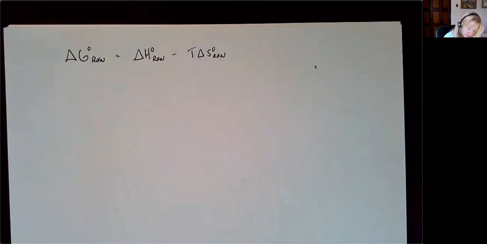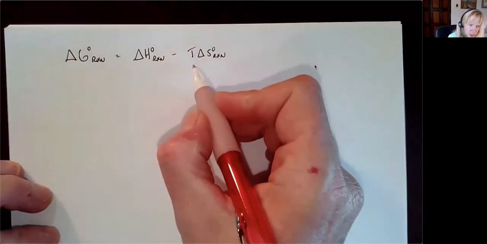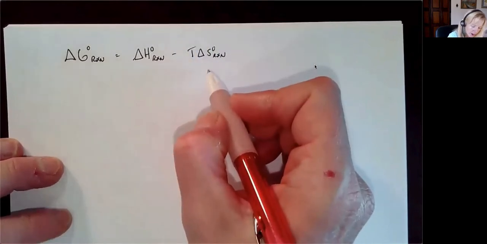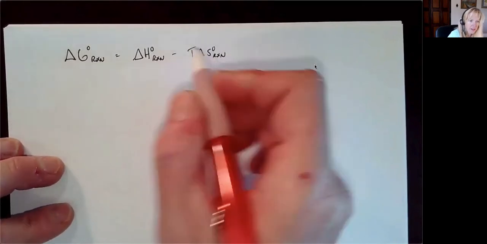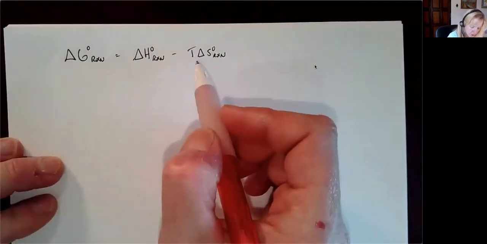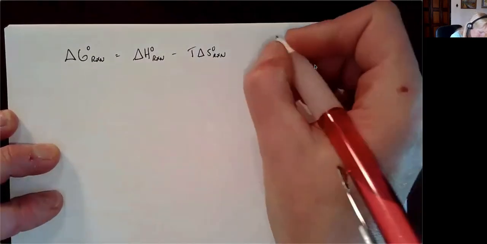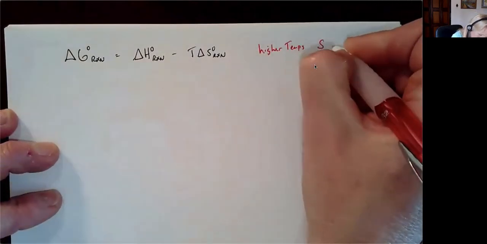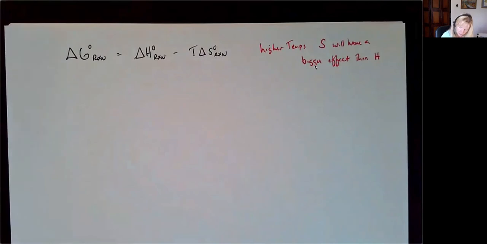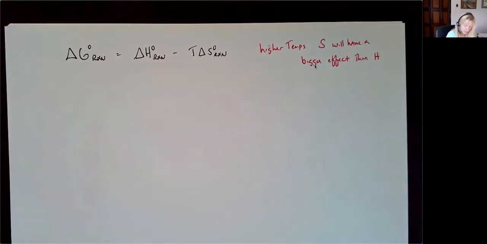So if I take this equation and I look at it, what this means is that at lower temperatures, enthalpy is going to have a higher effect on the spontaneity of a chemical reaction than it's going to have at higher temperatures. And so this is very temperature sensitive here. So at higher temperatures, S will have a bigger effect. So let's get through some of the scenarios, some of the scenarios in terms of signs.